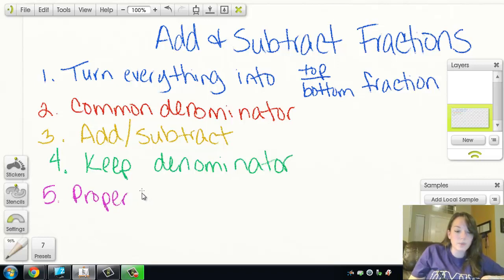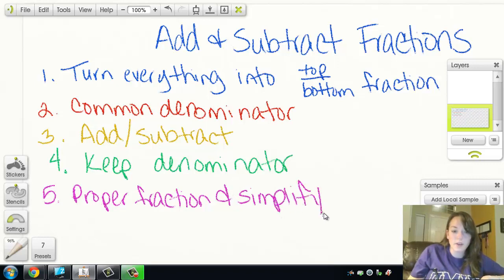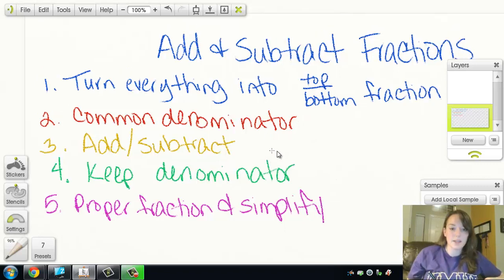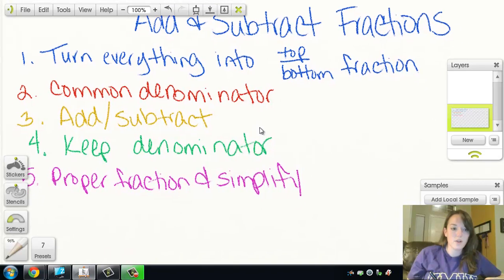So I'm going to turn it into a proper fraction and simplify. It's an and sign. Simplify. Alright, now let's work out an example to see the steps in action.